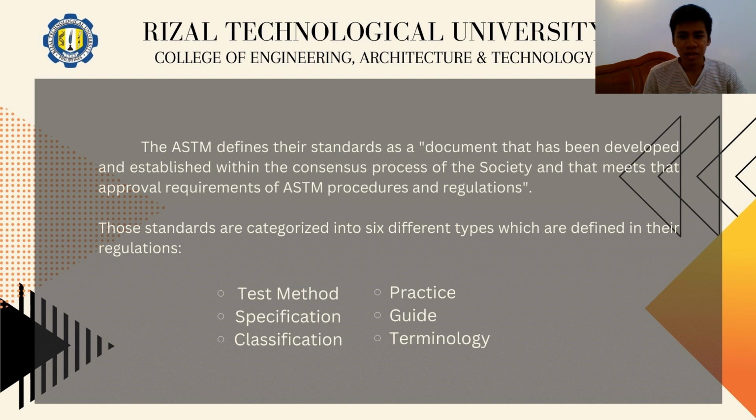Test method is a definitive procedure that produces test results. Specification is an explicit set of requirements to be satisfied by a material, product, system, or service. Classification is a systematic arrangement or division of materials, products, systems, or services into groups based on similar characteristics such as origin, composition, properties, or use.